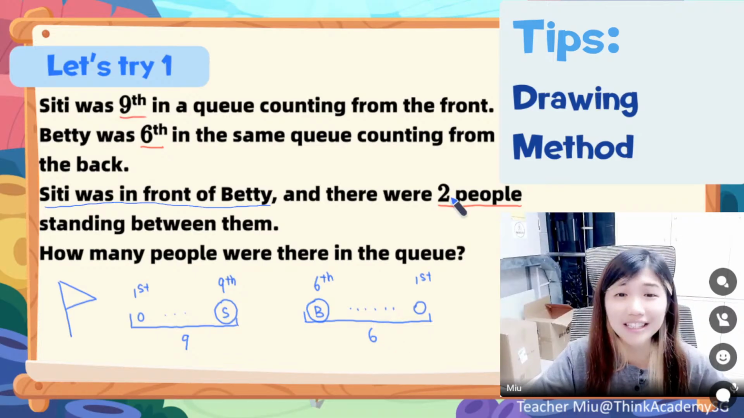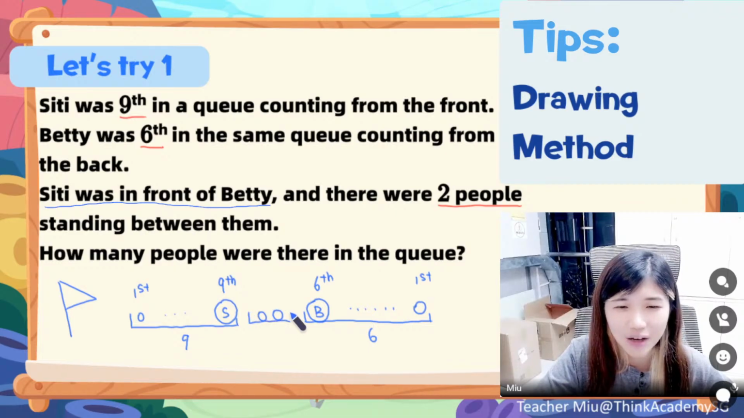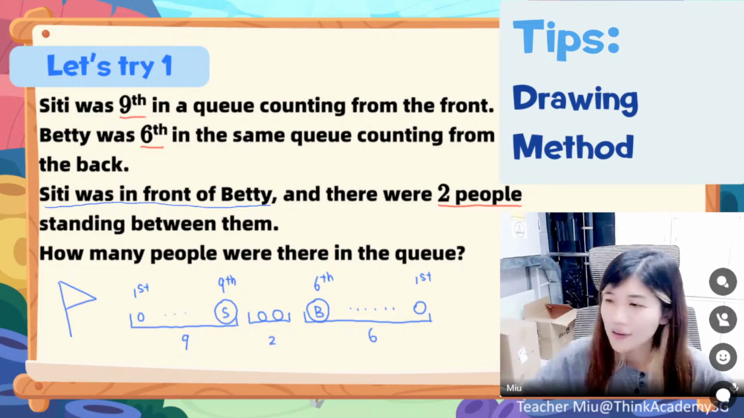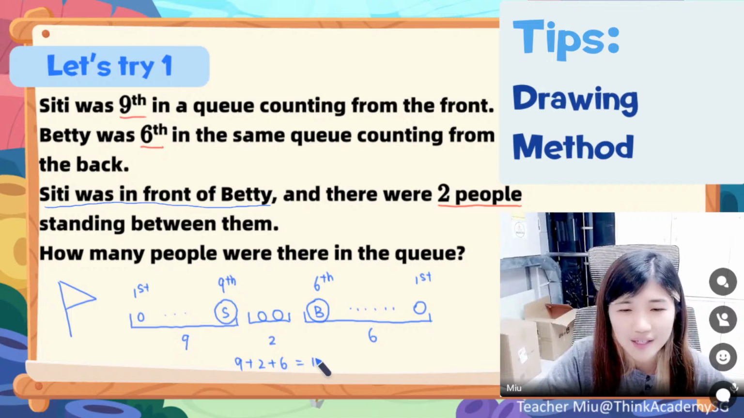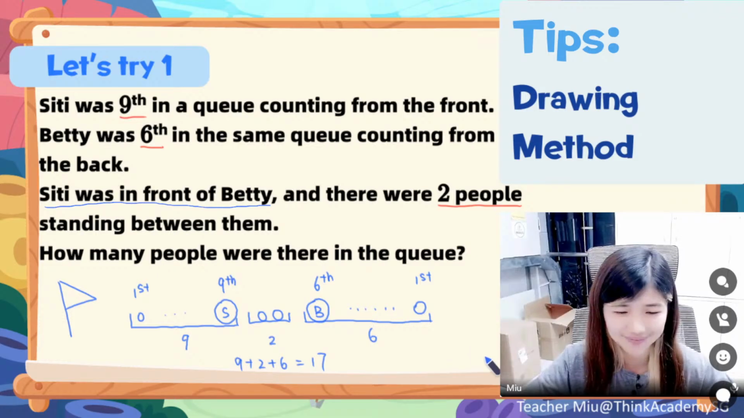Not really, right? Because there were 2 people standing between them. So that means between them, you still have 2 more people, and also sit on the bench. Altogether, there are 2. In the end, we shall add them up. So when we add them up, what do we have? Which is supposed to be 9 plus 2 plus 6. That gives you 17. That's how we come to the answer. All right, that's how we go to 17.